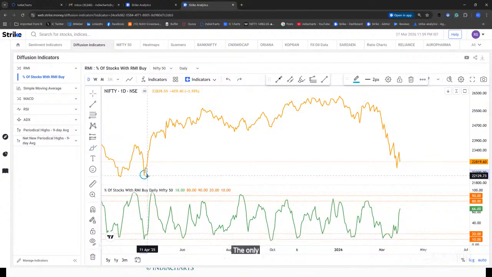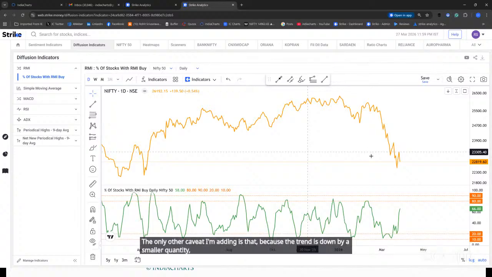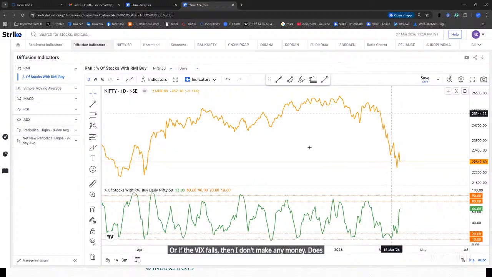The only other caveat I'm adding is that because the trend is down, buy a smaller quantity. That takes care of the risk. If the price remains at the same level, the premium will come down. Or if the VIX falls, then I don't make any money. Does that happen? Yes, it does happen.